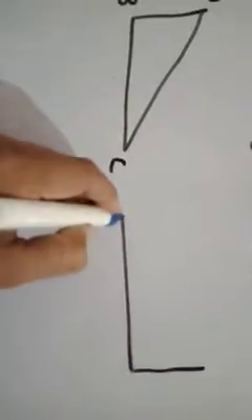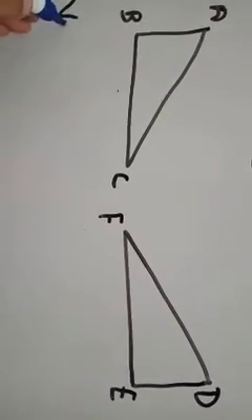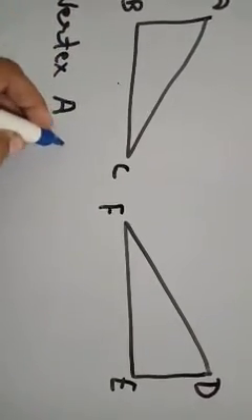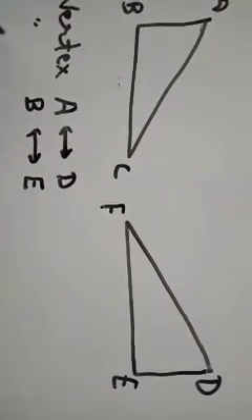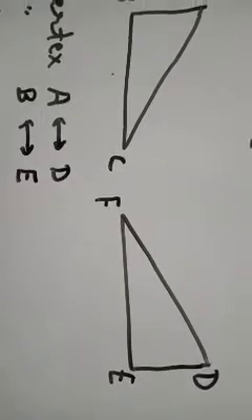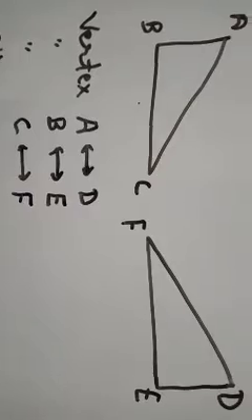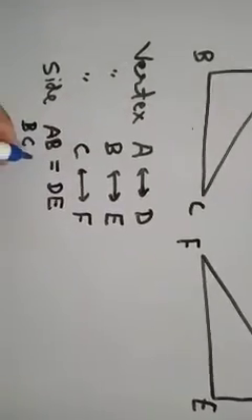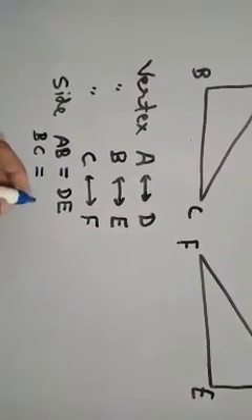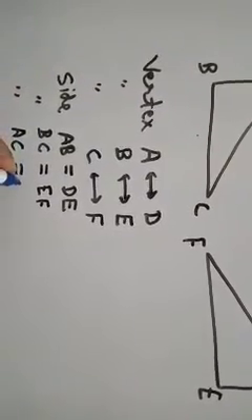In triangle ABC and triangle DEF, vertex A corresponds to D, vertex B corresponds to E, and vertex C corresponds to F. Side AB is equal to DE, side BC is equal to EF, and side AC is equal to FD.